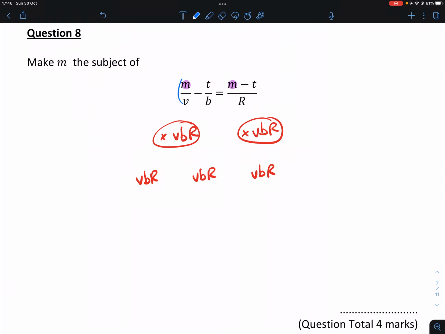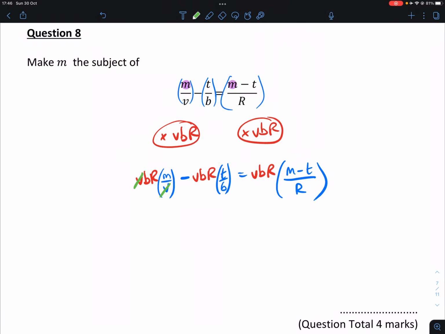So this M over V I'm going to put here. This minus I'm going to put in front of the VBR, followed by this bracket here, T over B, equals, and then this VBR will be in front of this M minus T over R. So that's effectively me just written down that I am multiplying every one of these blue brackets by VBR. The reason why I do that is it makes it much easier to see what cancels here.